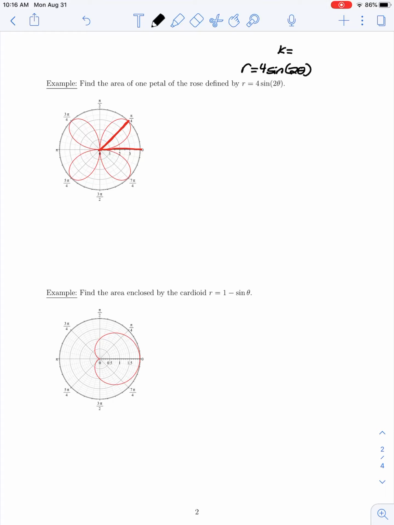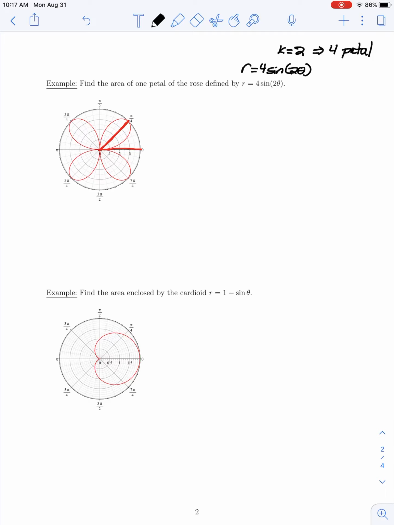Now the argument of that sine function was 2 theta. So if this constant for the multiple of theta, in this case k, is equal to 2, is even, then we have twice as many petals, hence 4 petals. So that k equals 2 is why we have a 4-petaled rose here.